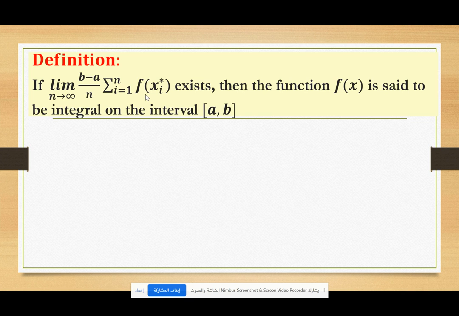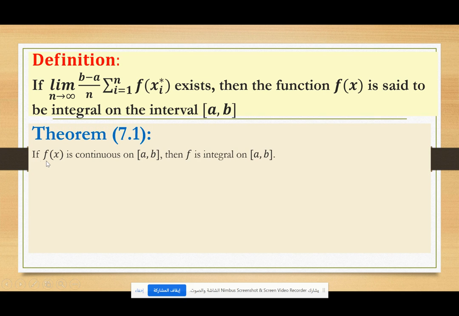Now let's start with the first theorem. Theorem number one: you can see that if f of x is continuous on a and b, then f is integrable on a and b. Integrable means we can calculate the limit and find it exists. Continuous, we can see it in the graph later. We can write it in that way: the integration from a to b of f of x dx exists.